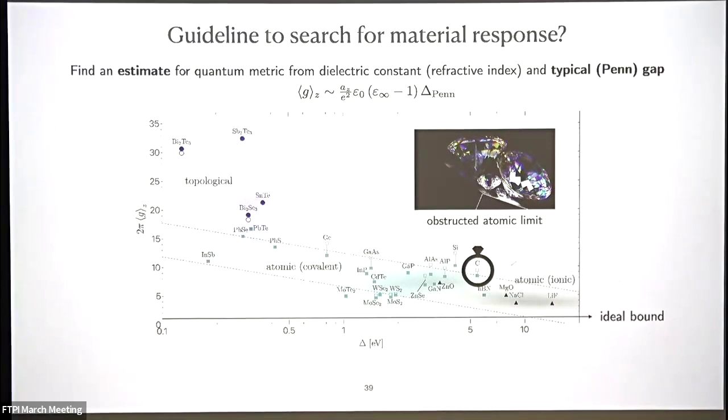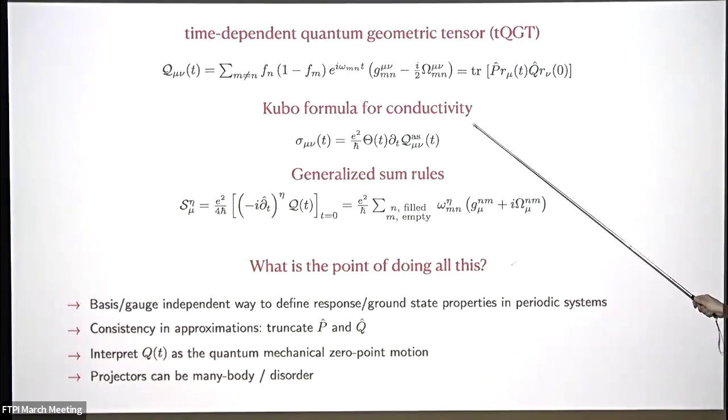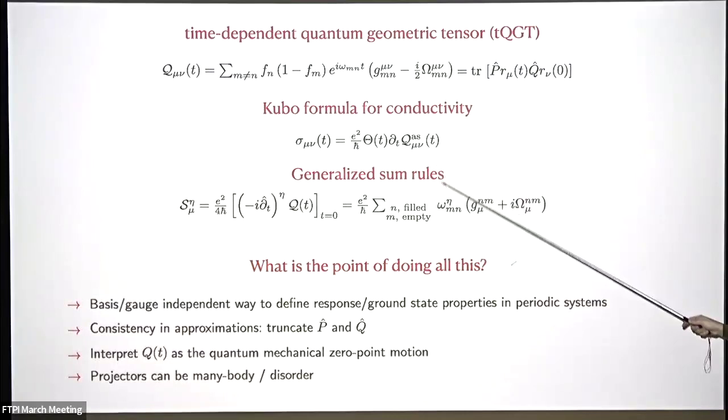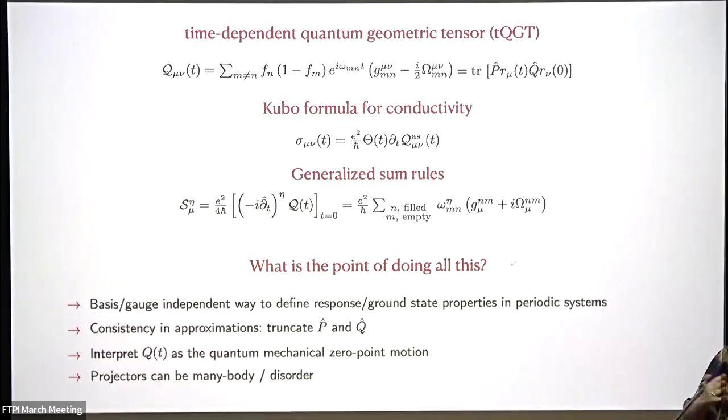So, okay, that's my conclusions. We define this operator, or this object, which is not really emission. The Kubo formula for conductivity just takes the time derivative of that. And we can generalize some rules as the various derivatives of this at time equals zero. And that gives you a consistent way of defining all of these quantities together in periodic systems in a gauge invariant way. And yeah, thank you for your attention.